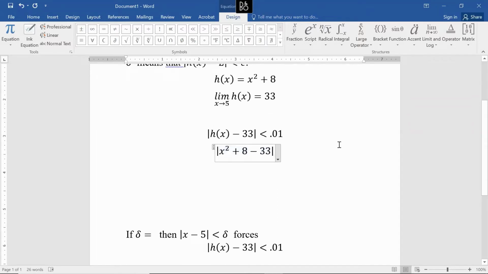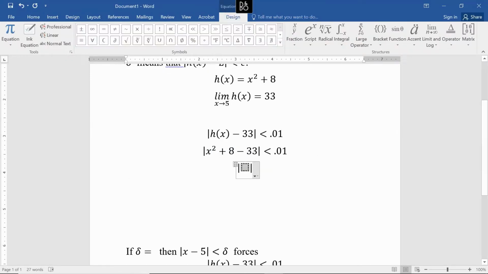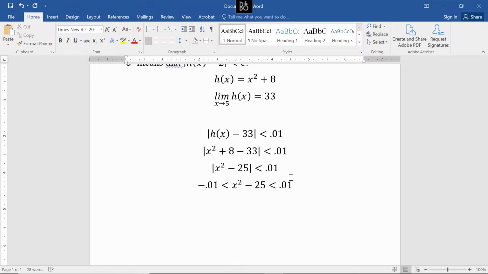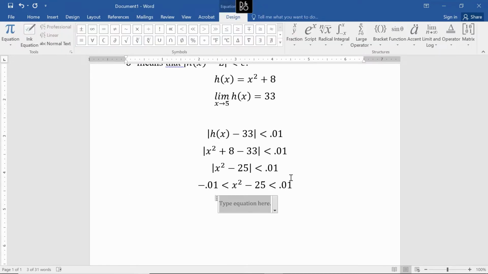I guess we'll do the whole thing. So we get the absolute value of x squared minus 25 less than 0.01, which means negative 0.01 less than x squared minus 25 less than 0.01. So x squared minus 25 has to be between negative 0.01 and positive 0.01. We're going to add 25 to each side.